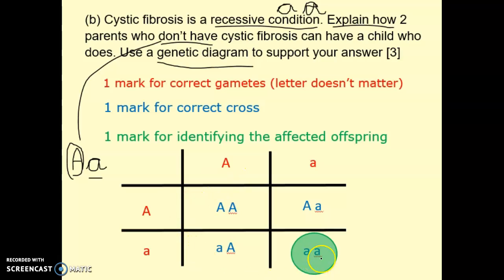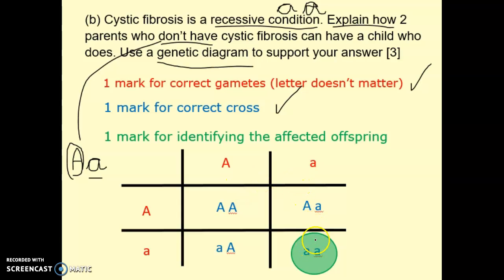Then I did my cross in blue. So again, there was a mark for that. I got my correct cross. If you did do incorrect gametes, you can still get a mark so long as you've done the right cross. You wouldn't lose all your marks, but hopefully we got them correct.